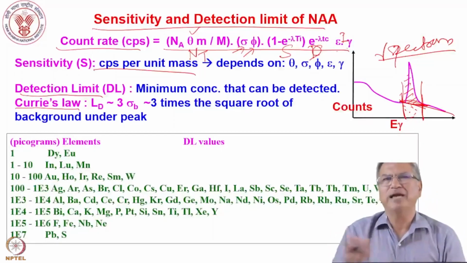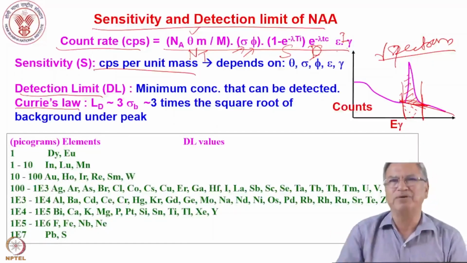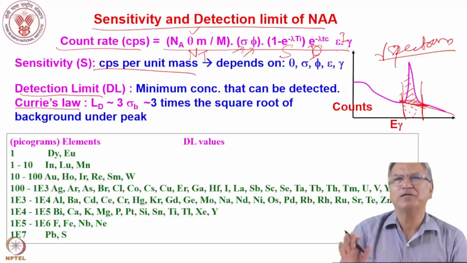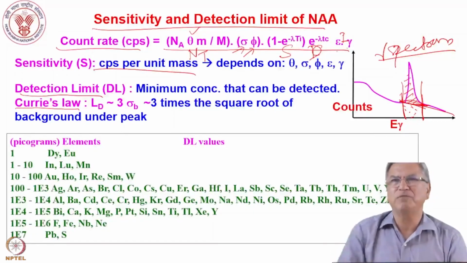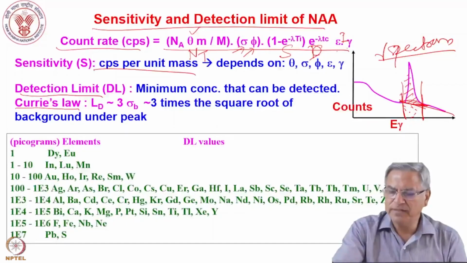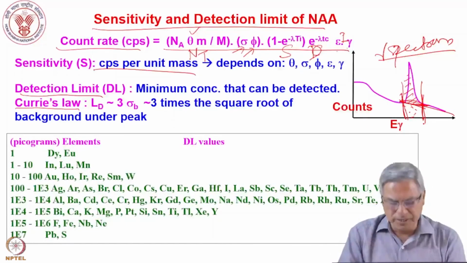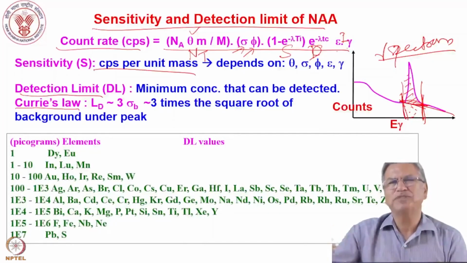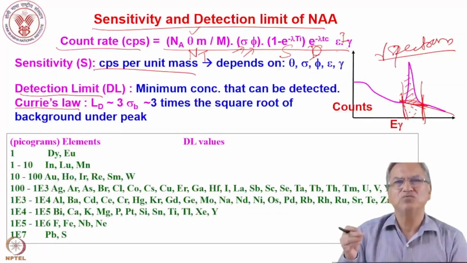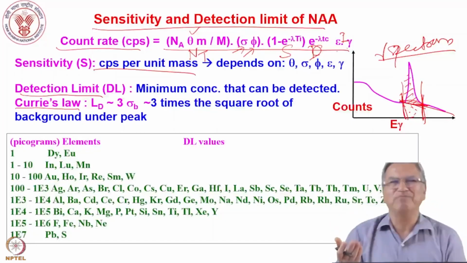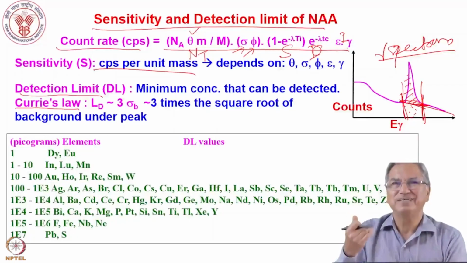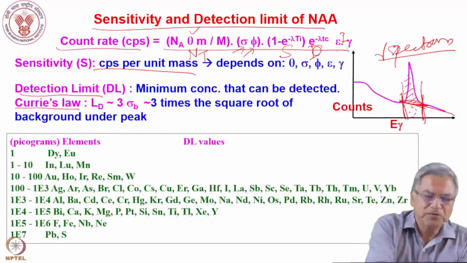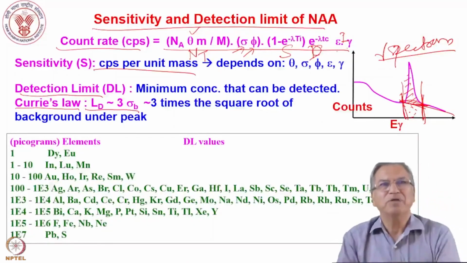suppose you have a blank, you don't have a sample, you just record the gamma ray spectrum. Then at the position of this gamma ray peak, you define these limits, upper limit and lower limit of the peak, and you will get some background counts. Suppose you take the background multiple times, and next time you count the sample and get some higher counts. How will you make sure that there is a detectable amount of that particular element? So the thumb rule for that is the level of detection is the 3 sigma background.